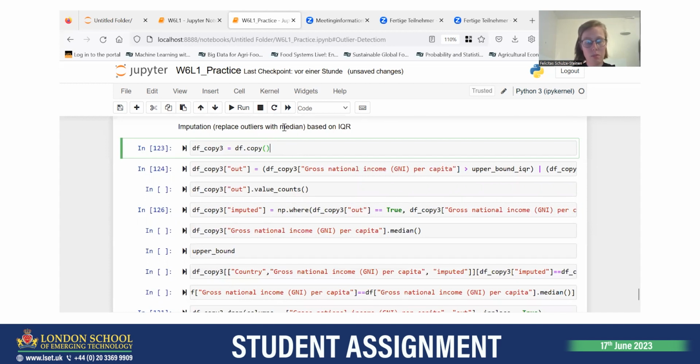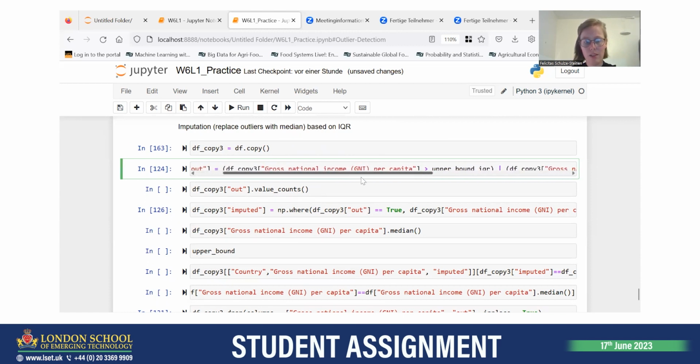And lastly, we will look at imputation, where you can replace outliers with, for example, median or mean. I will use median because mean is sensitive to outliers themselves, so it doesn't make too much sense. And again, it's based on the IQR method. I'll make a copy. And then I create a new column based on the gross national income column, which is called out. And it's a Boolean column that says if the condition is fulfilled or not. So you will see in a second what I refer to.